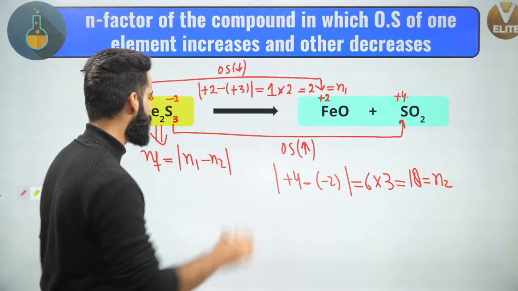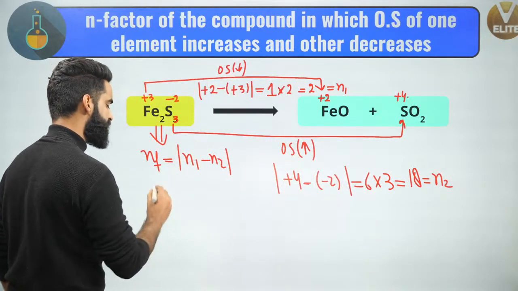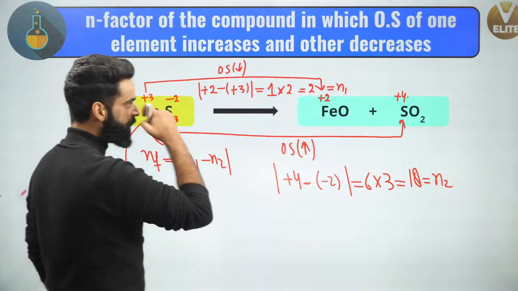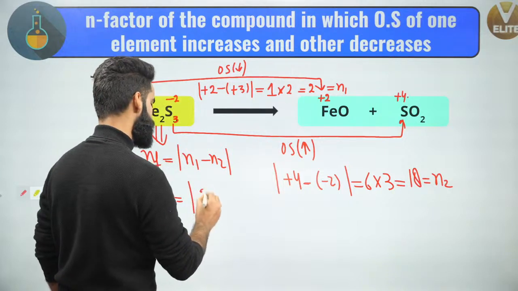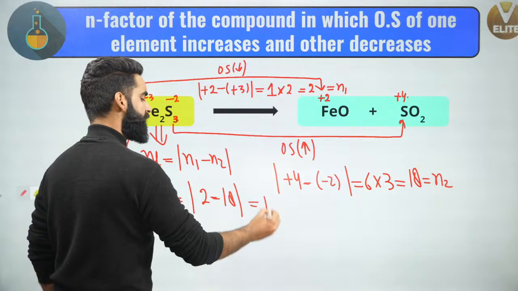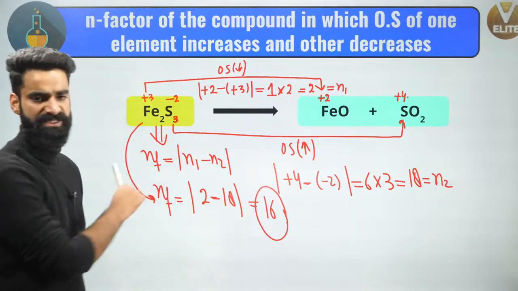I got the N1, I got the N2. Just take the difference, just take the mod. I'll get the N factor of this substance as mod of N1 minus N2. N1, how much I got? N1 I took as 2. N2 I got as 18. 2 minus 18 is -16. Take a mod. So it's going to be 16 is the N factor of this substance right here.